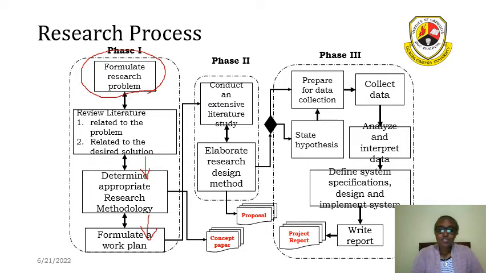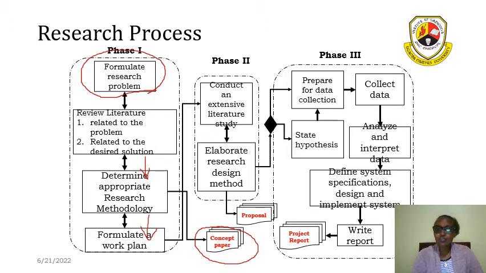Now, once you do this, you develop what we refer to as a concept paper. The concept paper is something that you're going to do at the end of this course unit. It will be your take-home exam. Each one of you will develop a concept paper. Then you come to phase 2. You should expect this at the beginning of your 3rd year, when you produce a research proposal. The research proposal is developed from the concept paper.